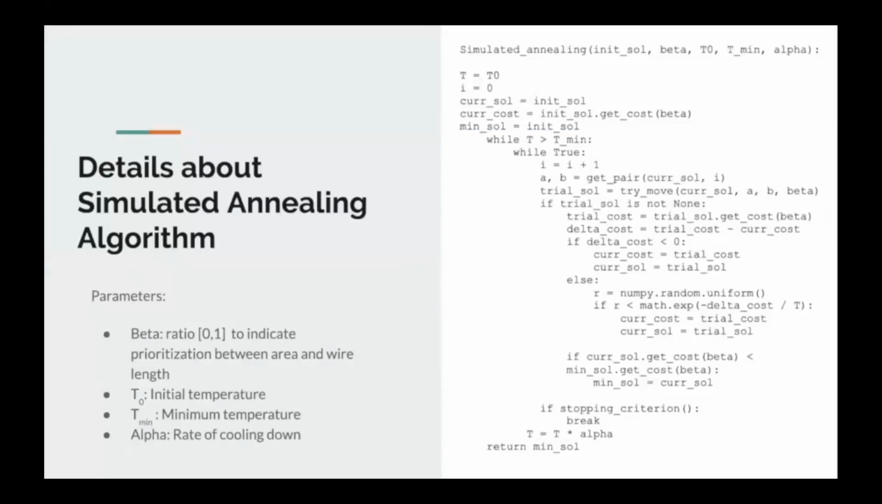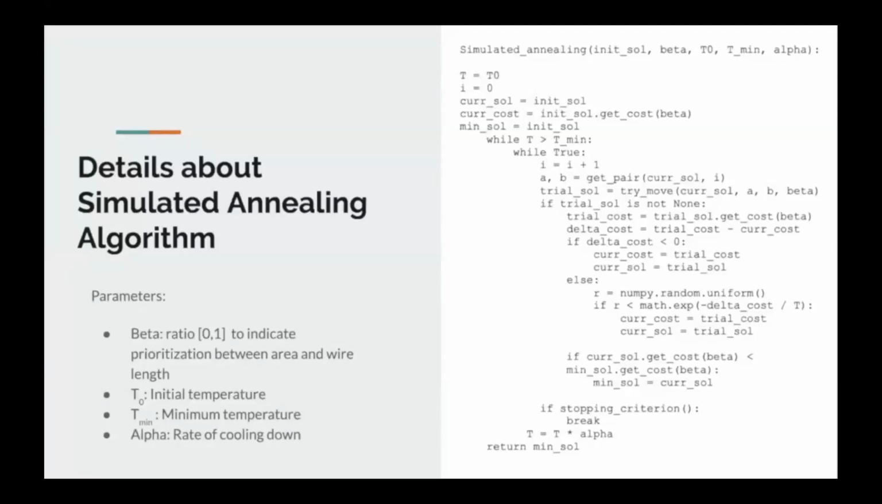And because the simulated annealing algorithm aims to simulate the material when cooling down, we have an initial temperature, a minimum temperature, and an alpha, which is the rate of cooling down. So basically, what our simulated annealing algorithm does is that it runs while our current temperature is less than the minimum temperature, and it chooses 2 random pairs with each iteration, and it tries to move them. So it tries to switch them up. It tries to switch their places.